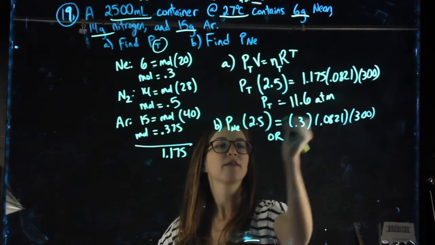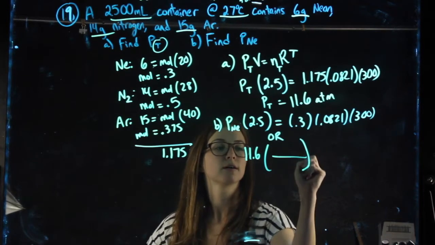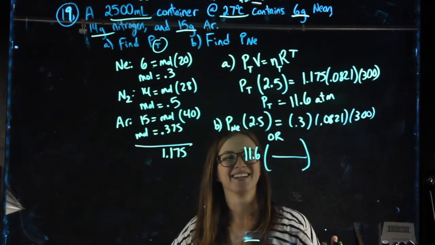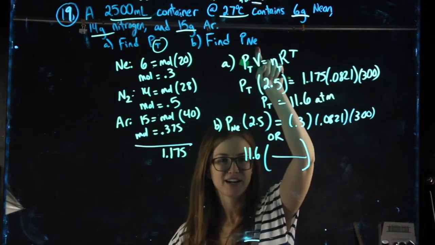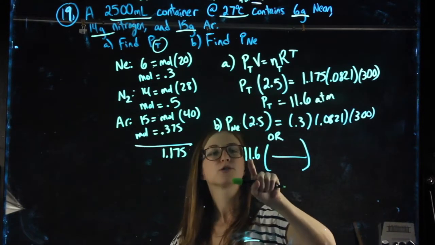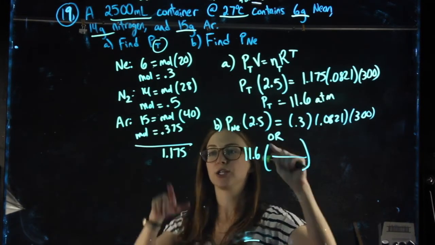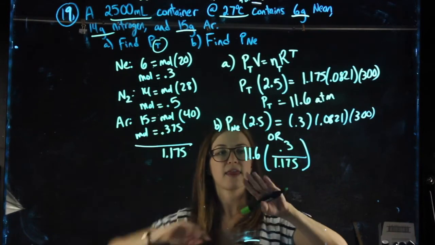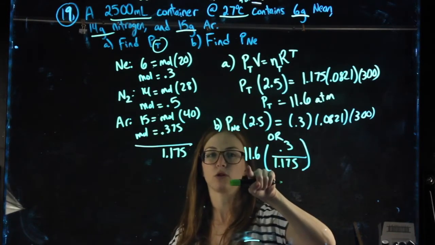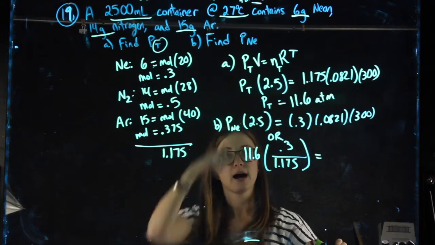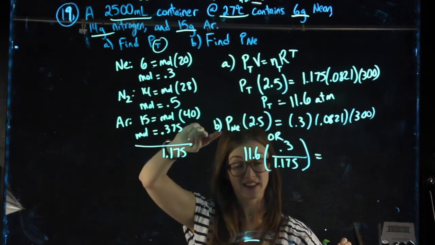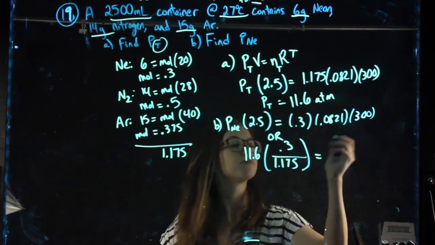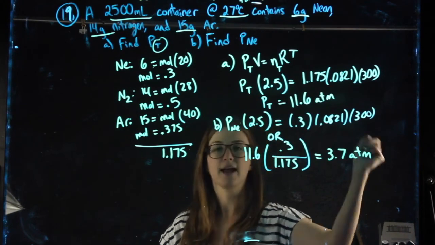Or you can know that neon's partial pressure is only a fraction of the total pressure. So if you multiply the total pressure by the fraction of the total moles that are because of neon, that is finding you, well, what percentage of the total pressure is neon's partial pressure. Either way, solving this for partial pressure of neon or doing this math out, you will end up with an answer of 3.7 ATM. That's it.